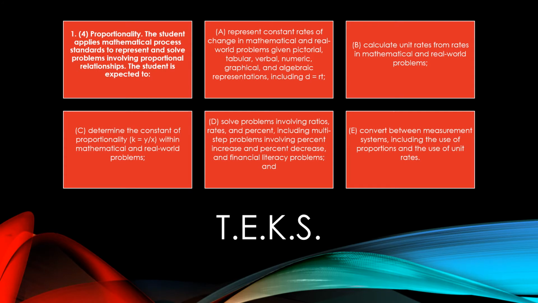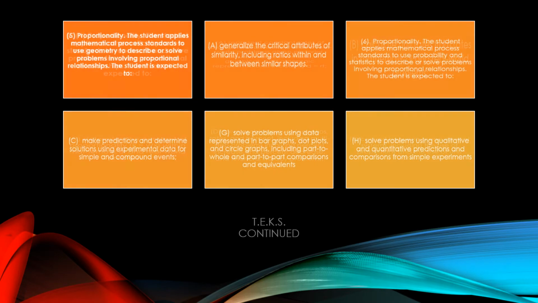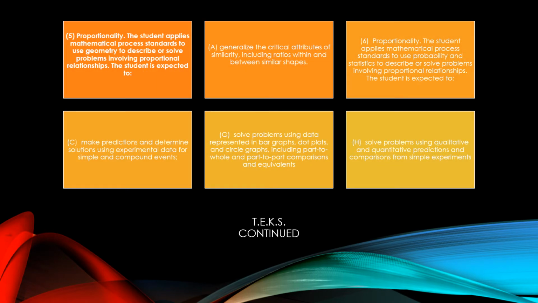For the TEKS, we did use seventh grade objective 4, proportionality and subdivisions A, B, C, D, and E. Also used objective 5, also in proportionality, and section A, section 6, also in proportionality for C, G, and H, all related to rates, ratios, and D equals RT.